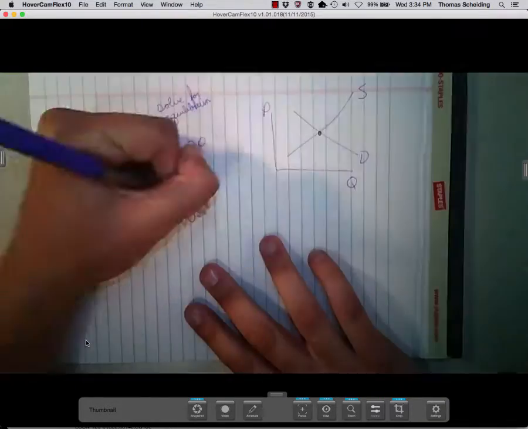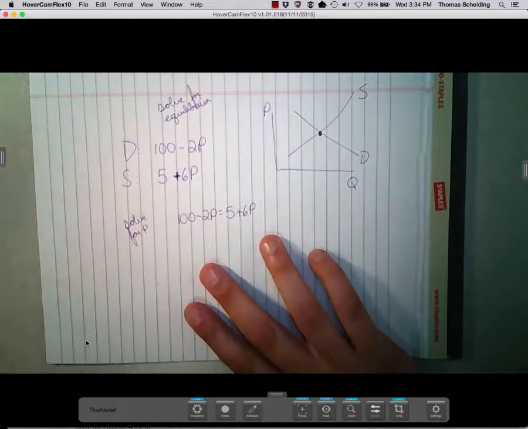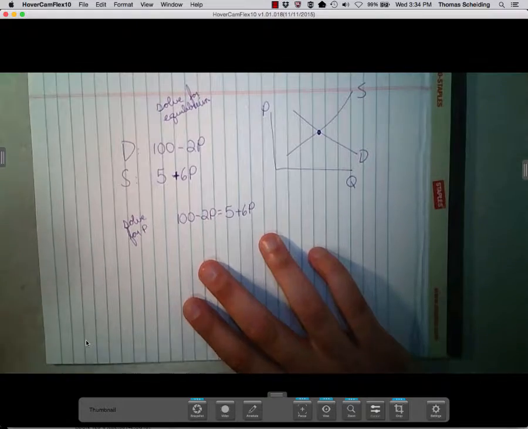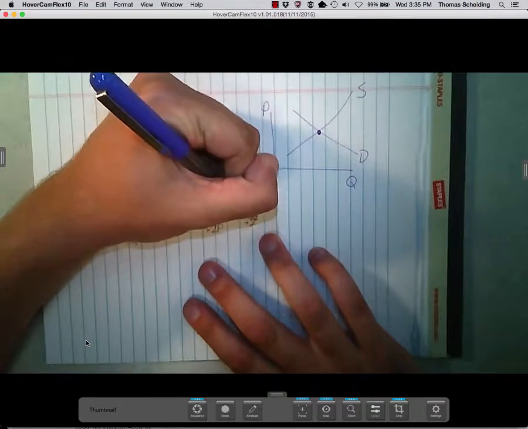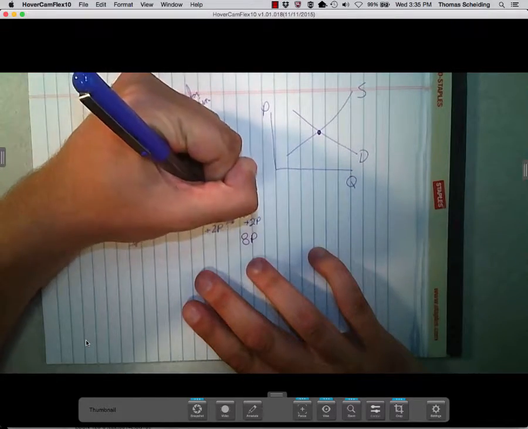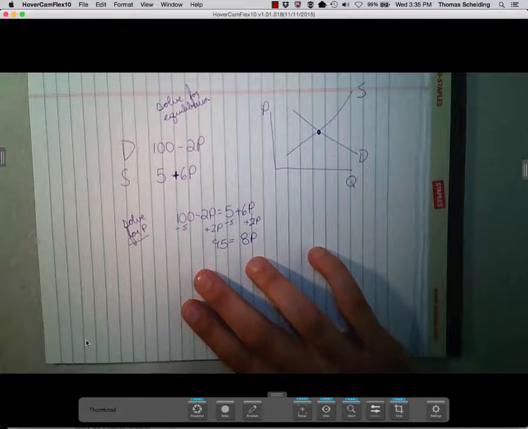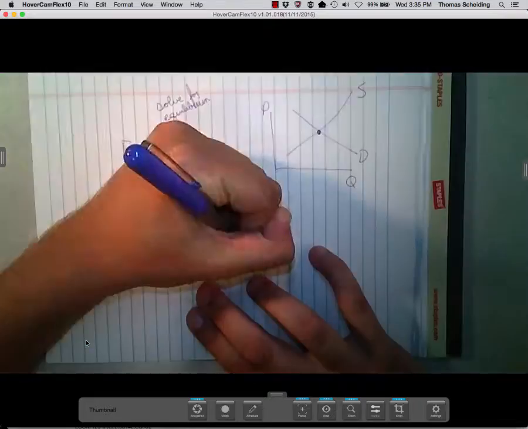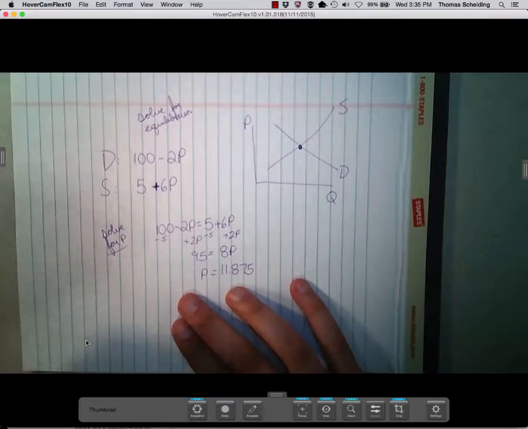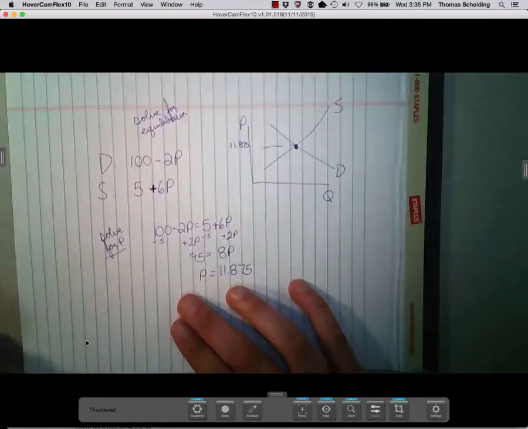So what I'm going to do is have 100 minus 2p equal to 5 plus 6p. And then I'm going to solve for p by adding 2p to each side, subtracting 5 from each side, so that I'm getting 95, and so that p is equal to 11.875. That is that point right there.